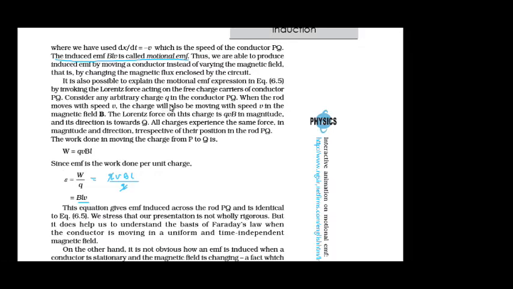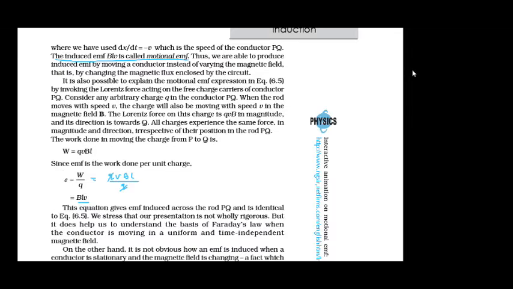Consider any arbitrary charge q in the conductor PQ. When the rod moves with a speed v, the charge will also be moving with a speed v in the magnetic field B. The Lorentz force on this charge is qvB in magnitude, and its direction is towards Q.